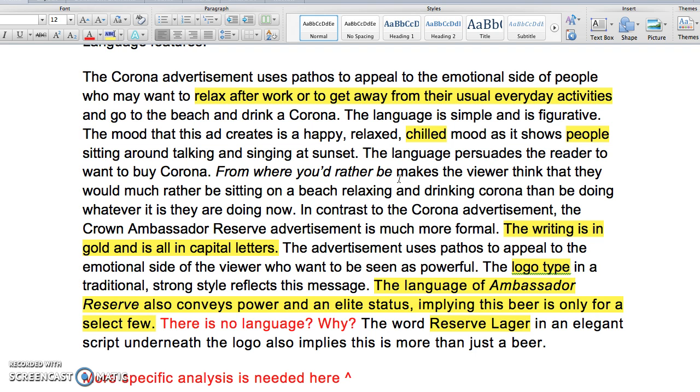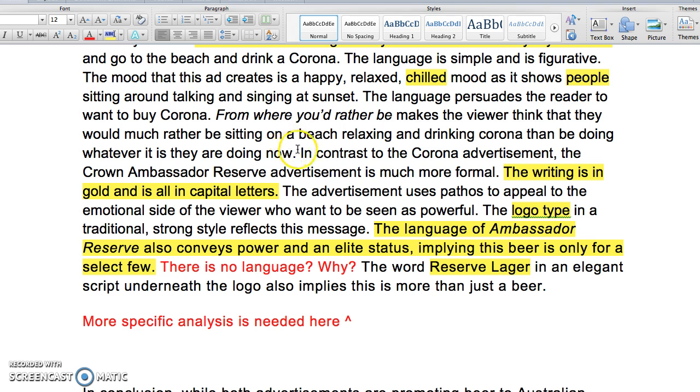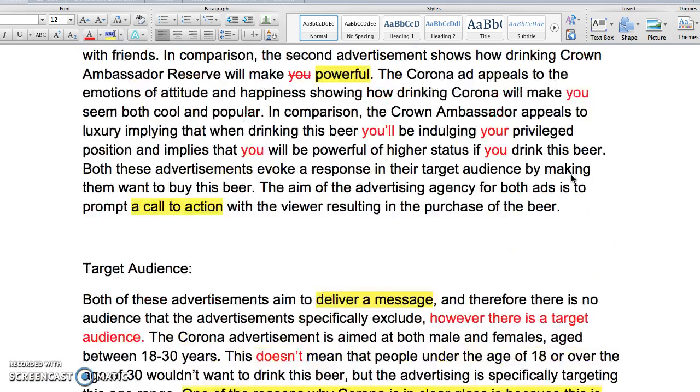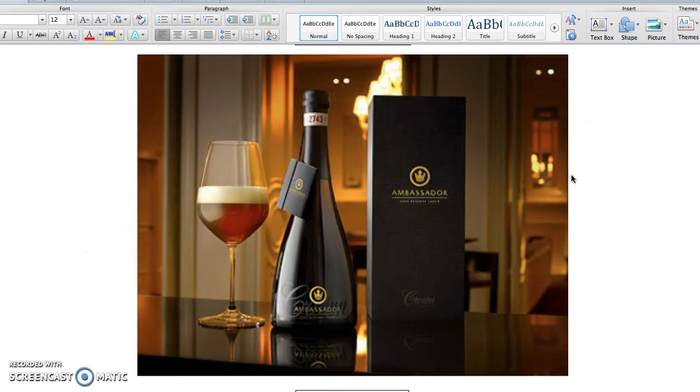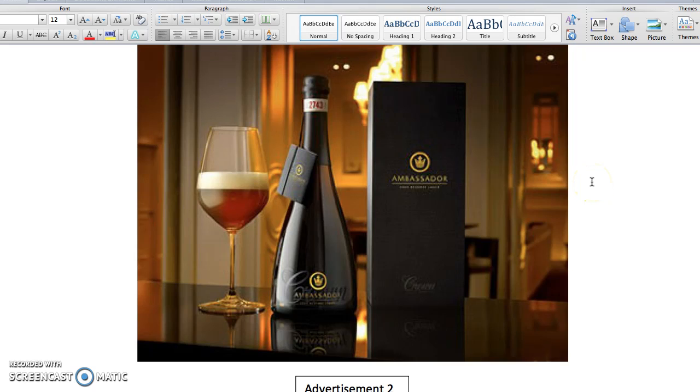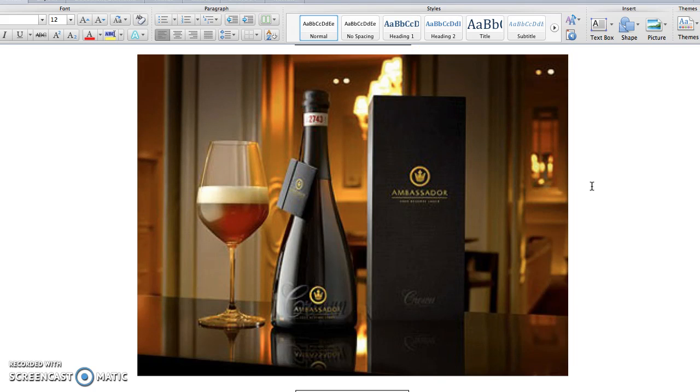This idea of, as we said, a great attitude. You'll have a relaxed attitude. You'll be happier, and you'll have lots of friends. And in contrast, with the Ambassador Reserve, you're analysing the actual branding, because the interesting thing about this advertisement is there's no language. There's no slogan. Unless part of it has been cut out, Jet, I'm not sure, but there's no language in this advertisement. There's just the name of the product. There's no slogan. So that, again, is a choice in itself.